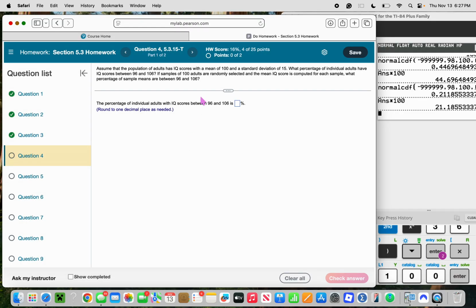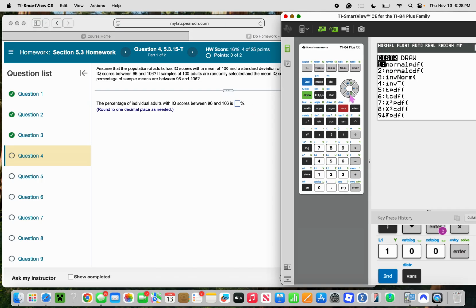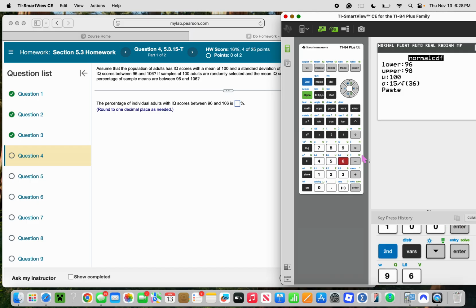All right, question 4 says, assume that the population of adults has IQ scores with mean of 100 and standard deviation of 15. What percentage of individual adults have IQ scores between 96 and 106? Now we're looking at individual, so this one's going to have the population standard deviation. We're going to go to our normal CDF, which is our density function, which helps us find this probability. My low bound is 96. My high bound is 106. What's the probability we're going to be between those two values?